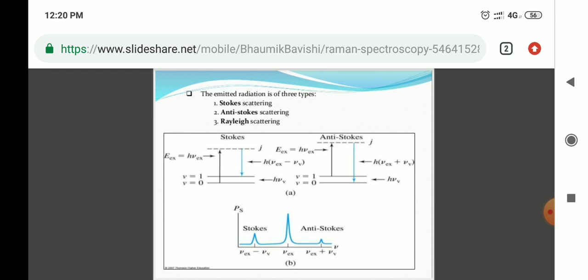Next, the emitted radiation is of three types: Stokes scattering, anti-Stokes scattering and Rayleigh scattering. The first diagram shows Stokes, anti-Stokes and Rayleigh scattering. The Stokes line has energy E equal to h nu, going from V equal to 0 to V equal to 1, that is, from the ground state to the excited state, and then the anti-Stokes line. Stokes and anti-Stokes are given in the diagram.